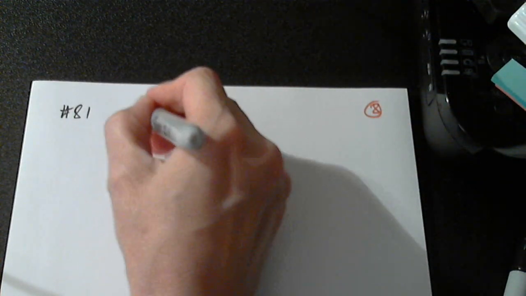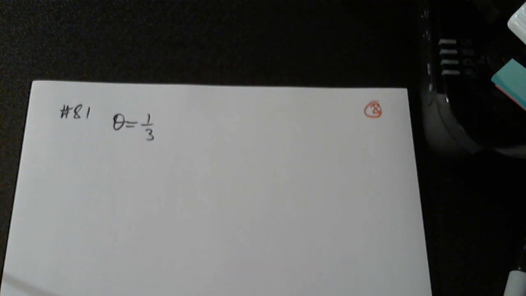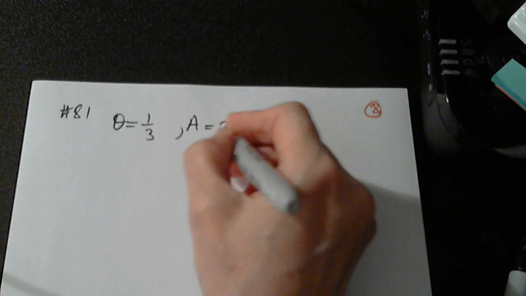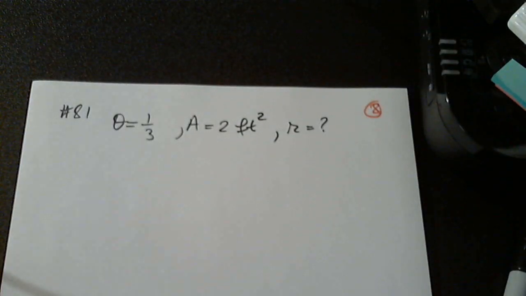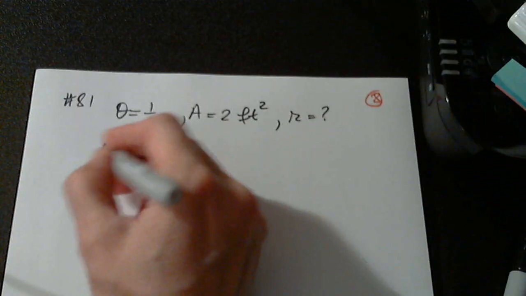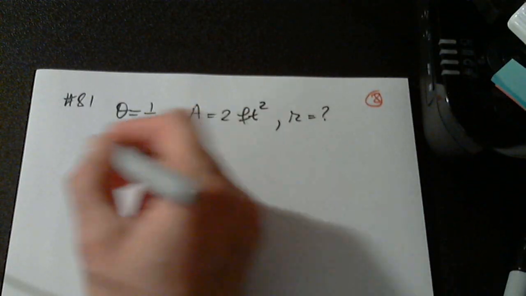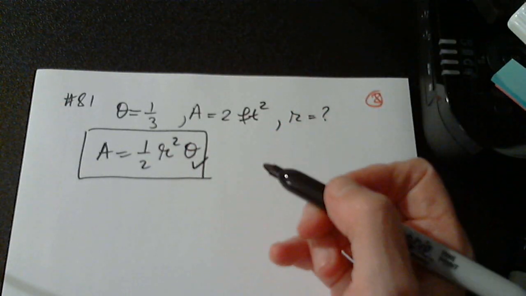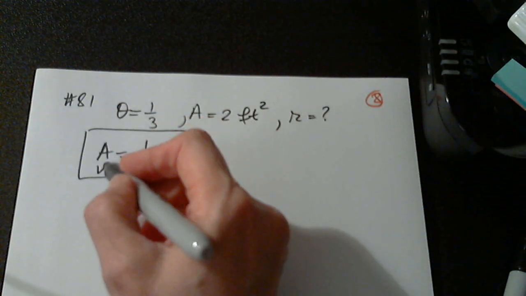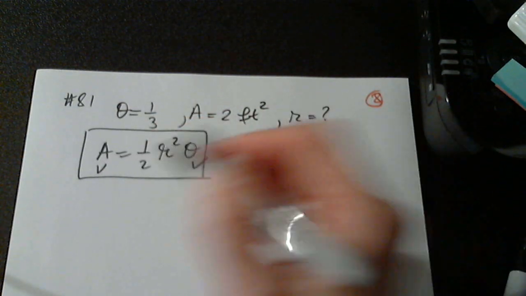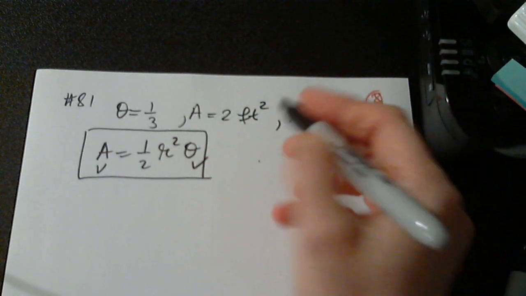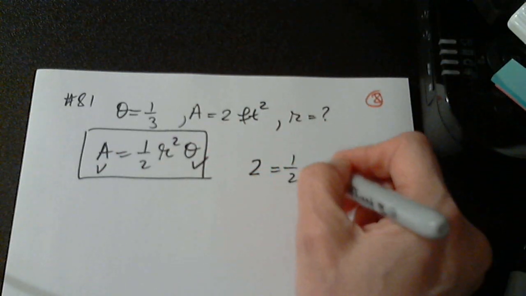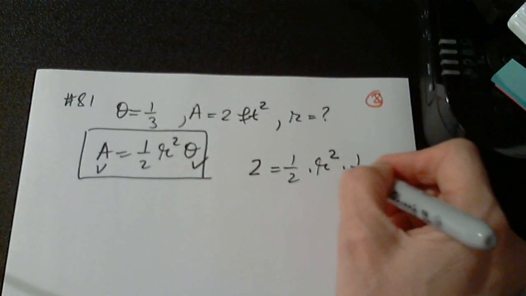So theta equals 1/3. There is no need to write radians, as I mentioned. The area equals 2 square feet, and they're asking us to find the radius. Okay. So we know that the formula is area equals 1/2 r squared theta. This is very nice. It's in radians. The area is given to us as 2, and we have to find r. No problem. Nothing needs to be converted.